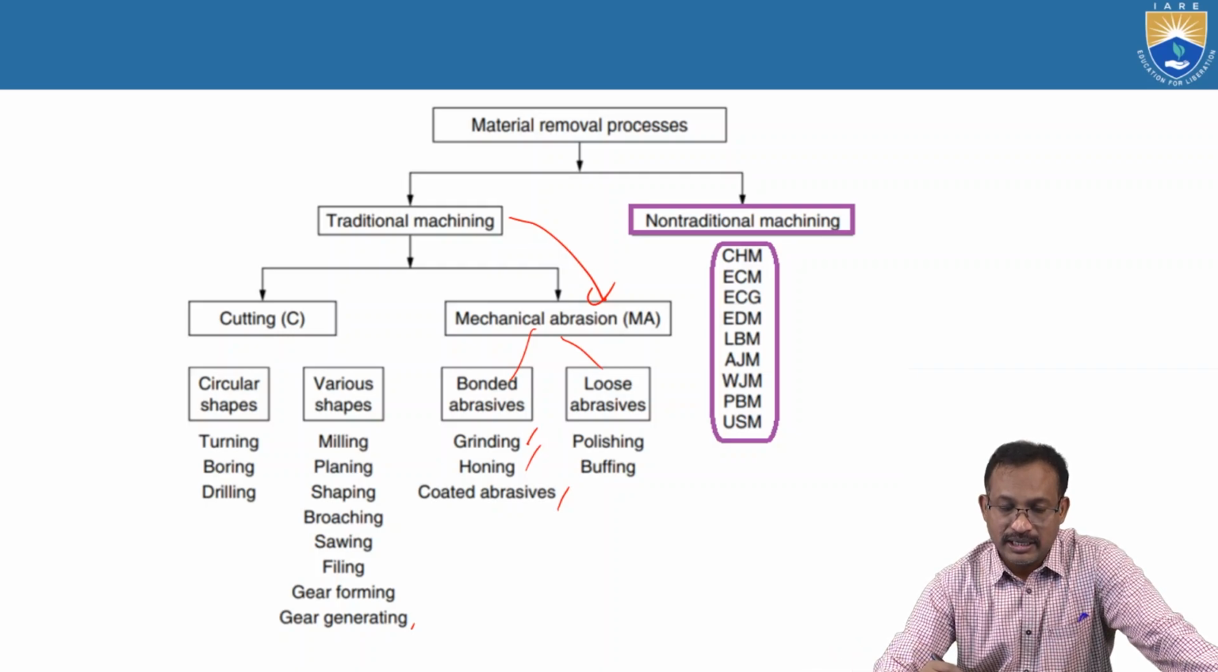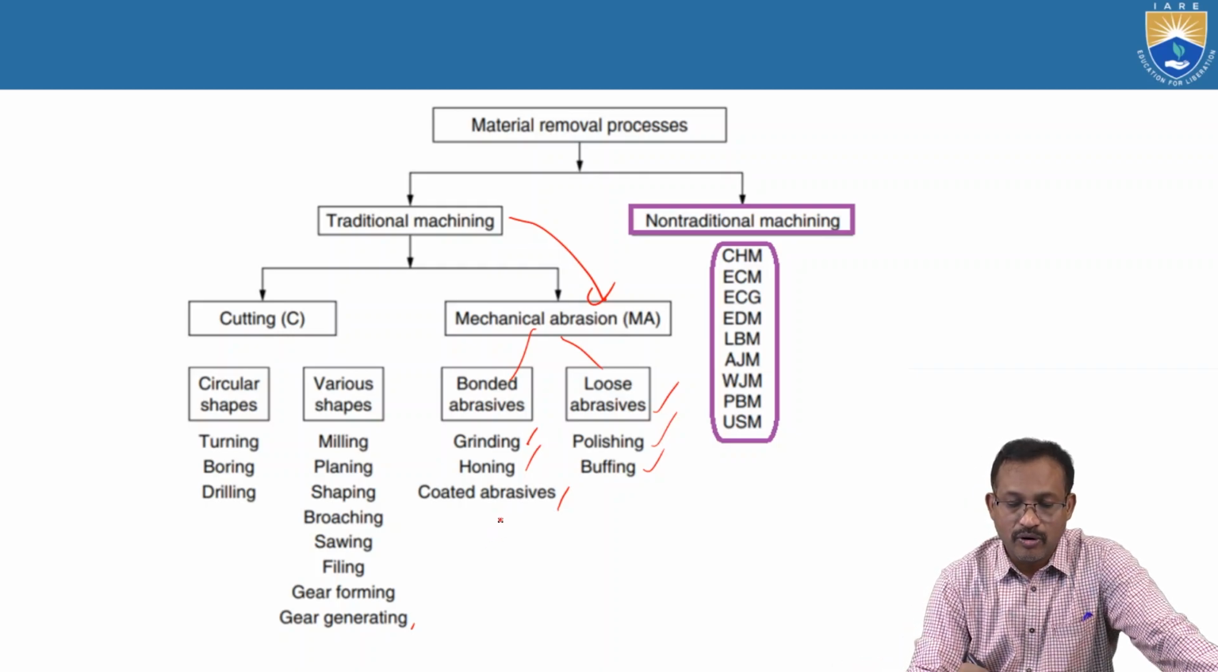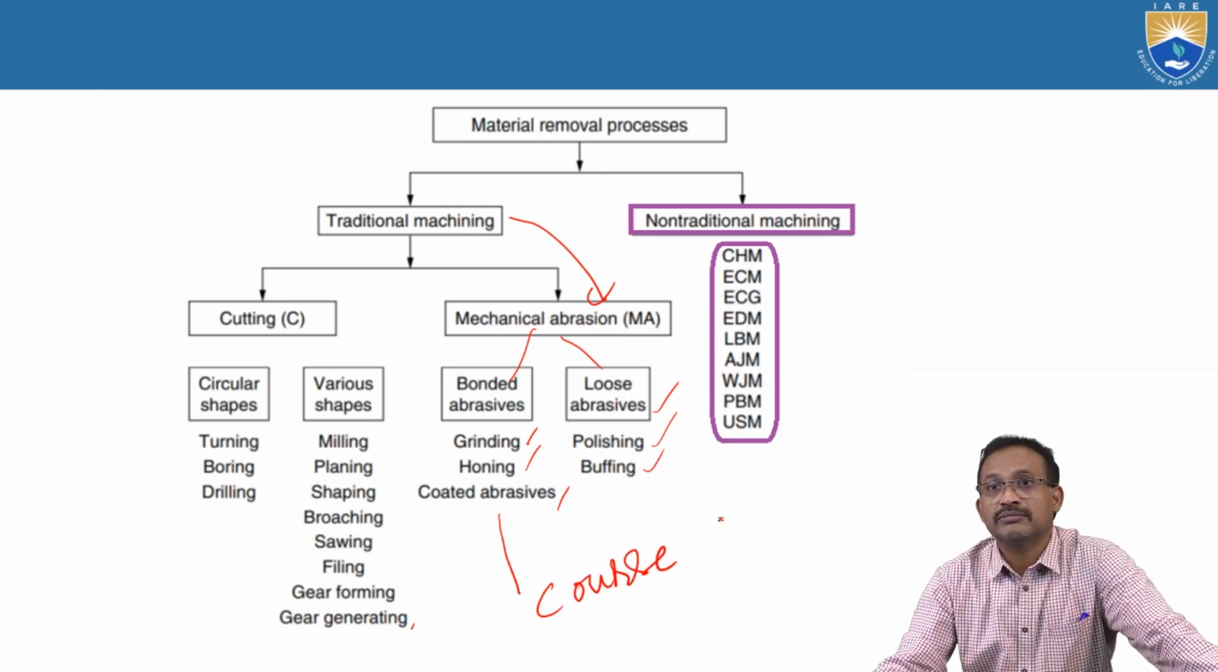Under loose abrasives, polishing and buffing. So these two are for finishing. That means in order to get surface finish like glass, we have to use polishing and buffing. Here the material removal rate will be very less, but fine structure that we will get. So here in bonded abrasives we will get coarse finish.